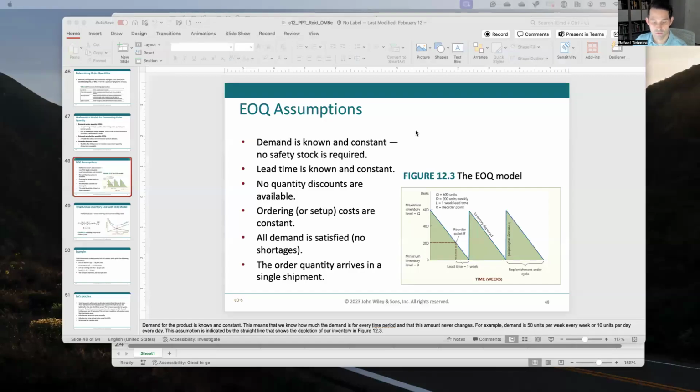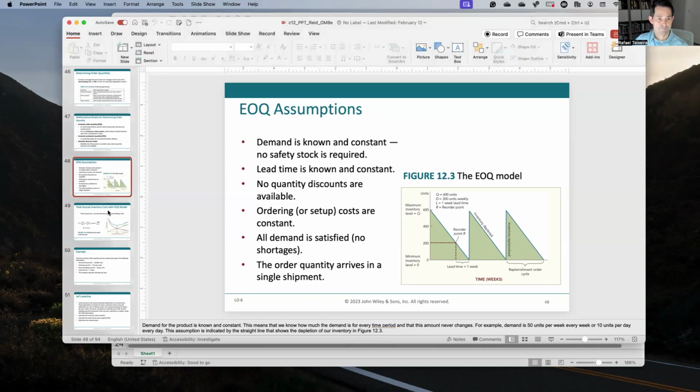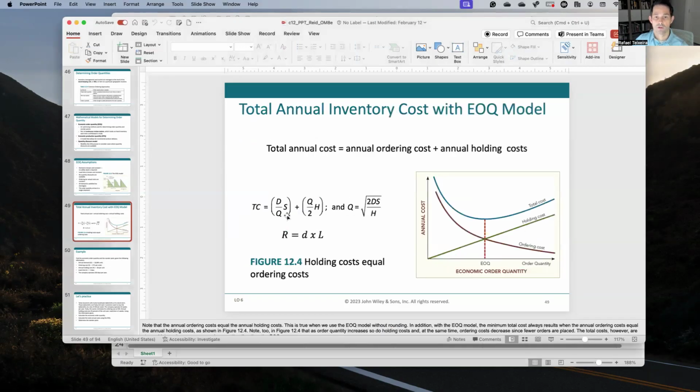Hi class, in this video I'm going to show you how to solve an inventory management problem, and the model I'm going to use is the EOQ, which is the economic order quantity. The economic order quantity uses these formulas.